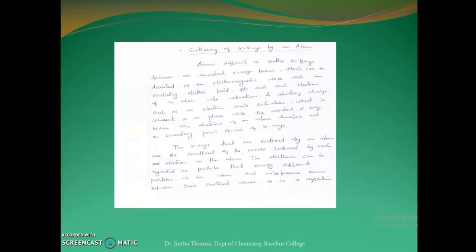Okay, the electrons can be regarded as particles that occupy different positions in an atom, and interference occurs between their scattered waves. So, in a particular atom, there will be n number of electrons. When X-ray is incident on that atom, each electron of that atom vibrates and emits radiation, and the scattering by that particular atom would be the contribution of scattering by all these electrons. Okay, and there can be interference between the electromagnetic radiations emitted from each of these electrons.